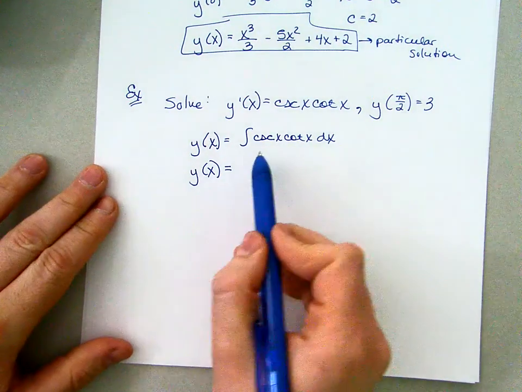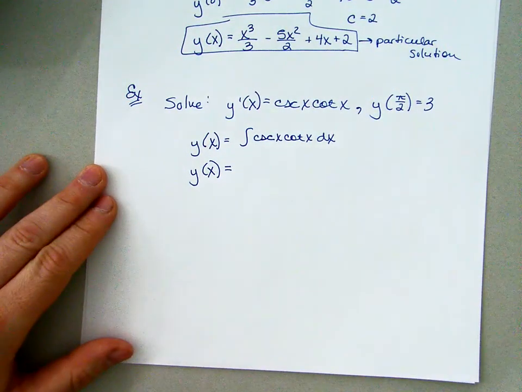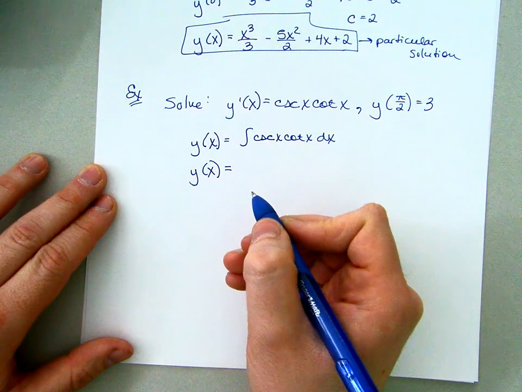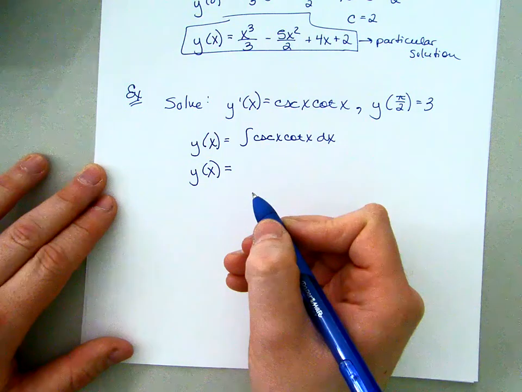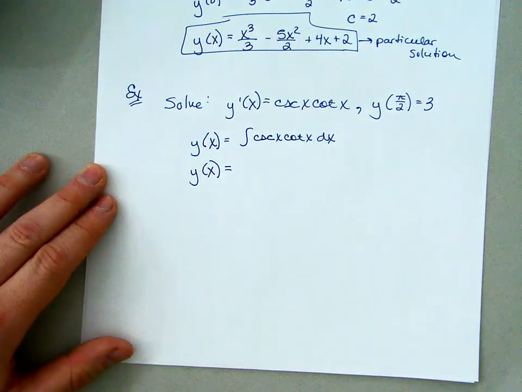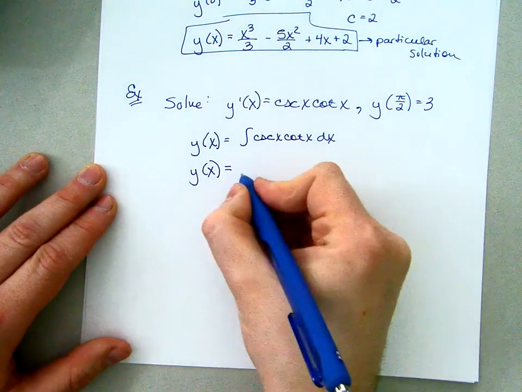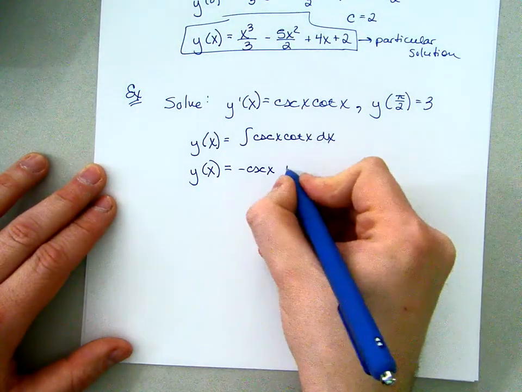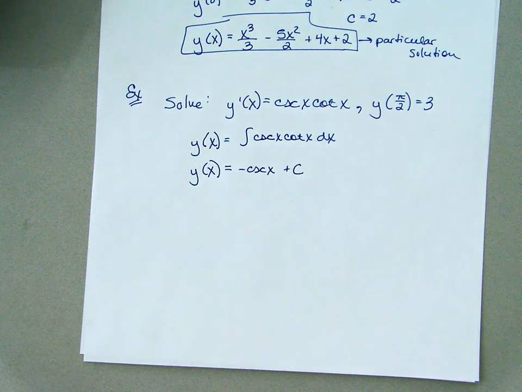Kaylee, I know you're not done, but do you have the antiderivative part taken care of? Antiderivative of cosecant x, cotangent x? Minoj? Negative cosecant x. That's all we're going to do there. Well, almost. Negative cosecant x plus c. What has a derivative of cosecant x, cotangent x? Negative cosecant x, plus the constant. Now go do the plugging in work.